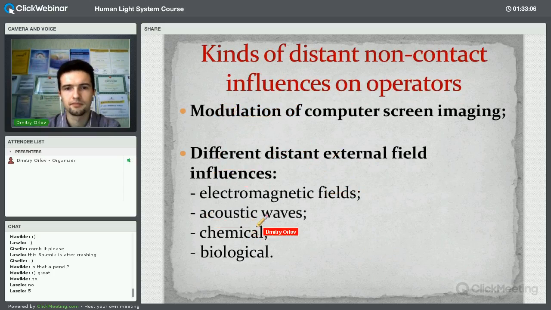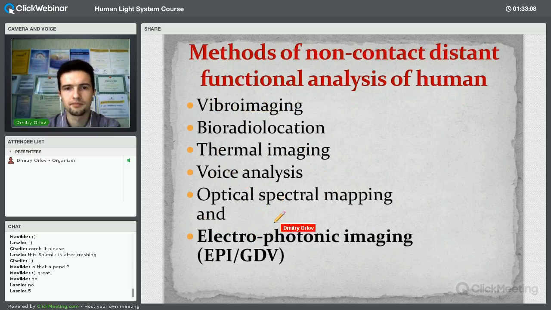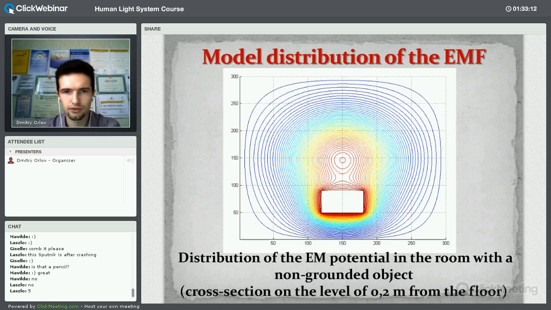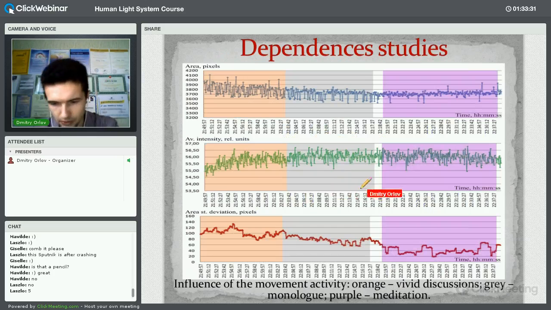There are different types of distant non-contact influences on operators, and we decided to use the acoustic one. And note the physical explanation: if there is a conductive object, like a human being, it changes the distribution of the electromagnetic field near the Sputnik. That's why the signal will change.